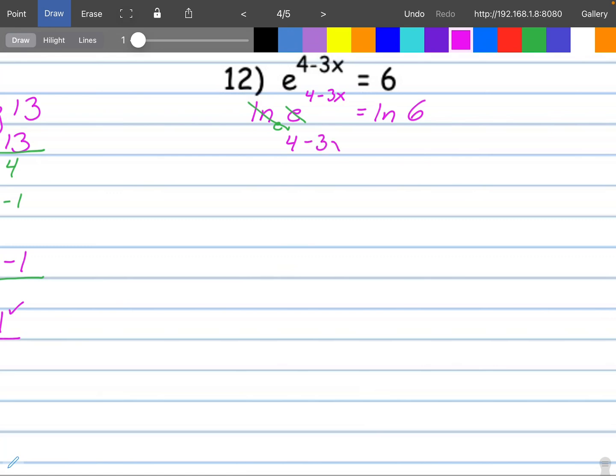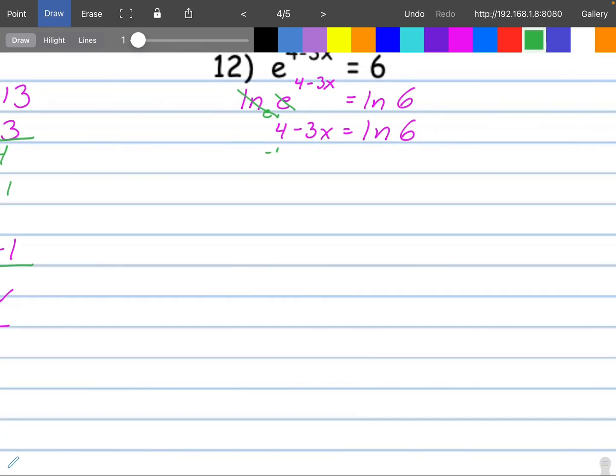So the only thing that's left is that exponent, 4 minus 3x. And then that equals ln 6. Well, now I just need to get x by itself. So I would subtract 4, and then I'm going to subtract 4 from there. You are not actually doing 6 minus 4, because that's ln 6, which is some horrible decimal, and then you're subtracting 4 from it, so be very careful with that. So we have negative 3x equals the natural log of 6, so we're just taking the natural log of the 6, and then we're subtracting 4 from that answer.